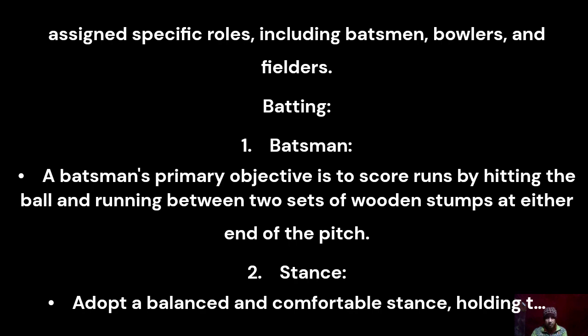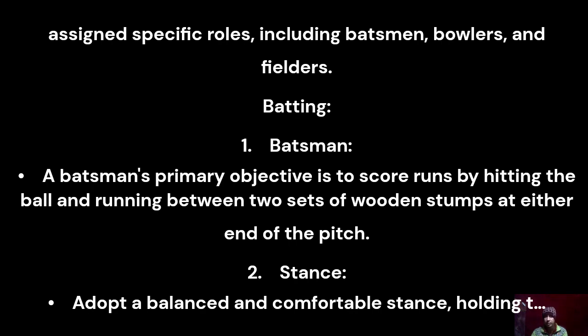So the next thing is batting. The first thing included in batting is the batsman. A batsman's primary objective is to score runs by hitting the ball and running between two sets of wooden stumps at either end of the pitch. Next is stance: adopting a balanced and comfortable stance, holding the bat with both hands.